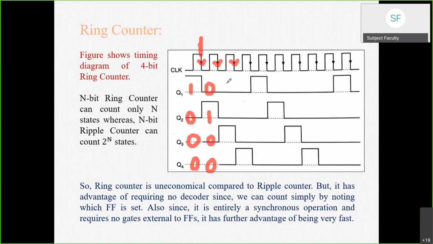After the second clock pulse, what is happening? Again, it is 0, 0, 1, 0. The third clock pulse, what is happening? 0, 0, 0, but Q4 will be 1. And this sequence repeats again, you can observe 1, 0, 0, and 0. So like this, it will continue. Okay. So these are the waveforms or the timing diagram of a ring counter.